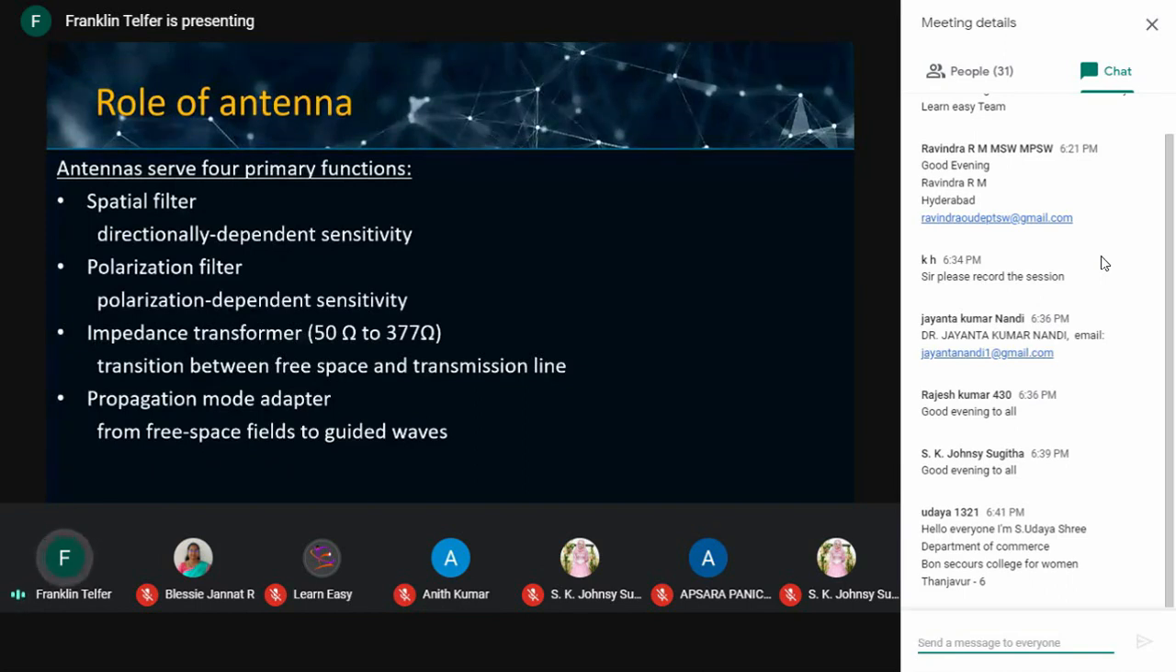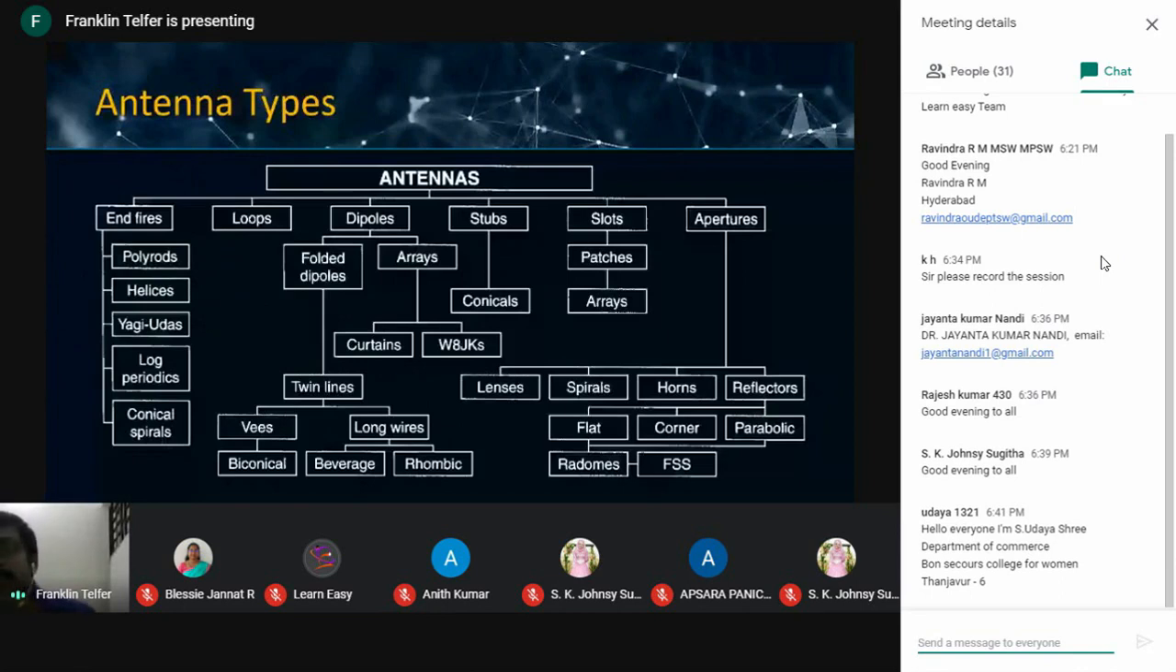Example, transmission line and waveguides. So here we are going to see what the types of antennas we have. These are the overall basic structured antennas we'd like to see. Endfire, we have some Yagi Uda antenna. This is a kind of TV dish. Nowadays we have Yagi Uda TV antennas on the top.